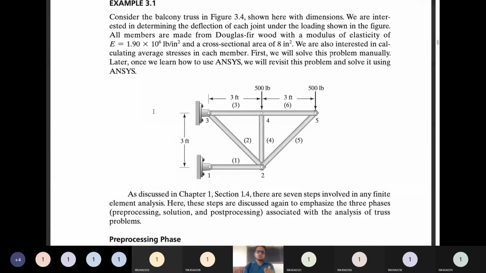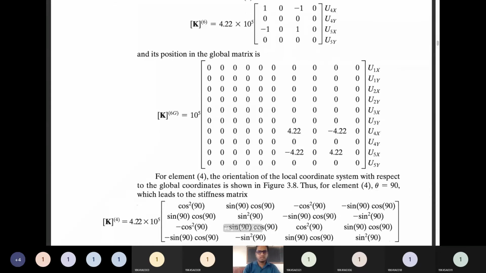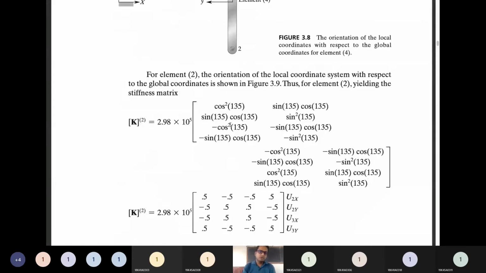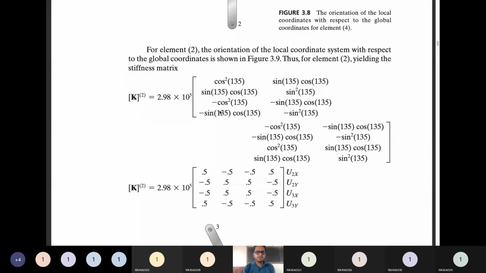Okay. So see here, for element number 2, it is making an angle of 135 degrees. So let's move on to our element number 2. Here the angle is 135. So we have calculated the stiffness matrix for element number 2. And based on this sine and cos calculation, you have obtained this 4 cross 4 matrix.